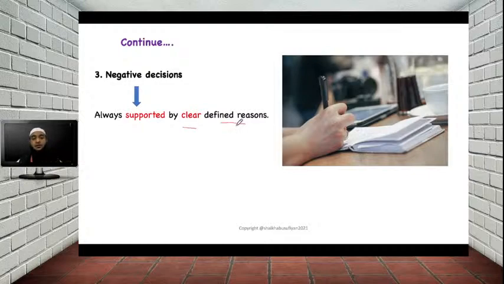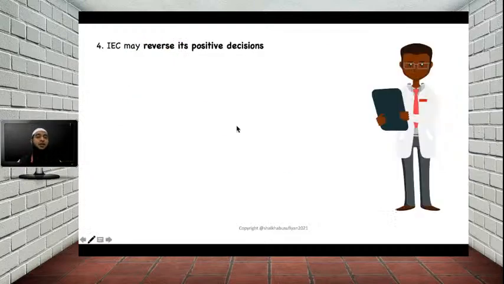Okay, so this is the third point in case of the decision making process. The fourth point is that IIC may reverse its positive decision as well. Now suppose IIC has already given the approval and you have started with your study. It is quite possible that during the process of the study, IIC may reverse its positive decision. Now let's see in which case IIC can reverse their positive decision.